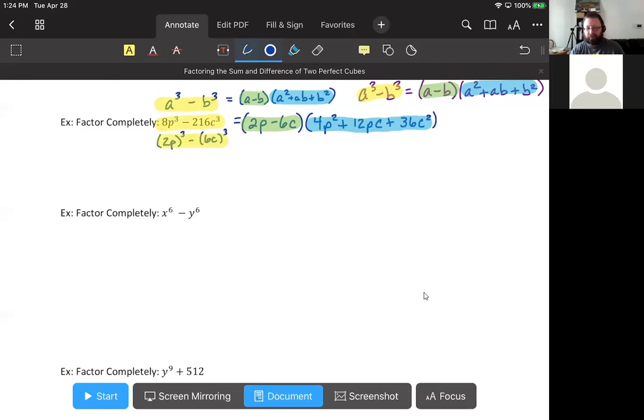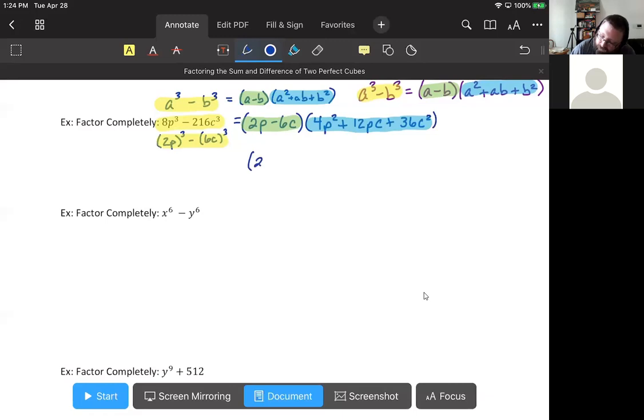Now, the good news is that when we do sum and difference of two perfect cubes, the trinomial never factors again. It is always prime. So when you factor this, you don't even need to look at the trinomial. It's done. Now, the binomial, on the other hand, could factor again. So you have to watch those binomials. You have to check and make sure that you're actually finished.